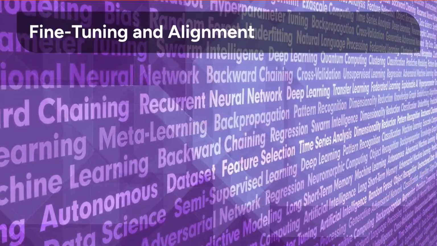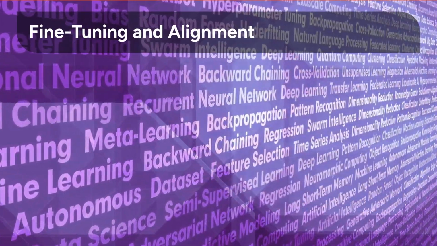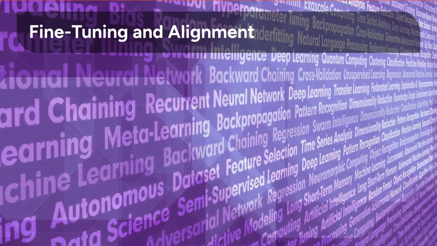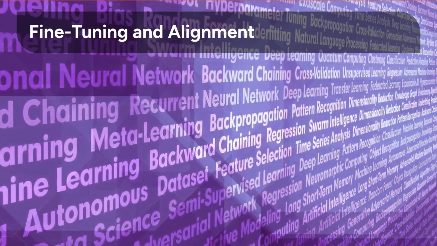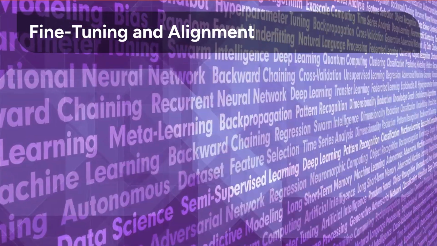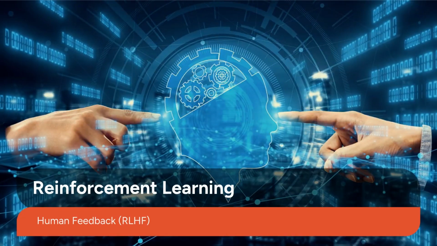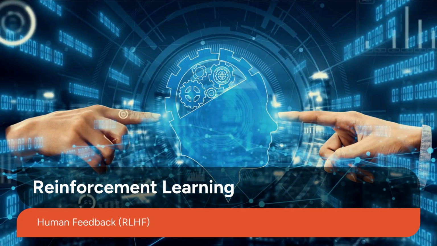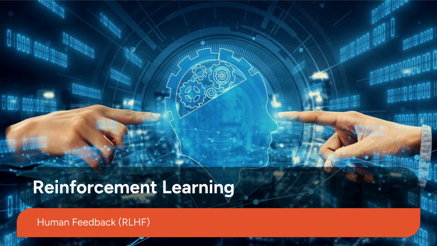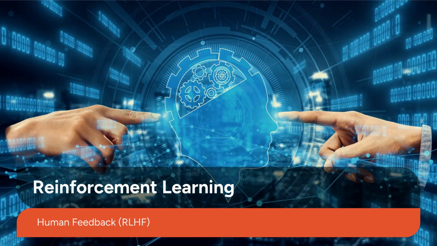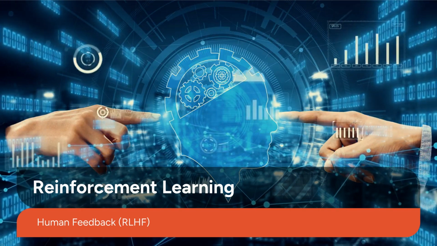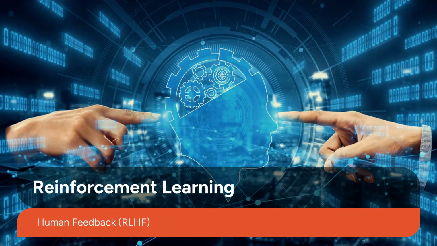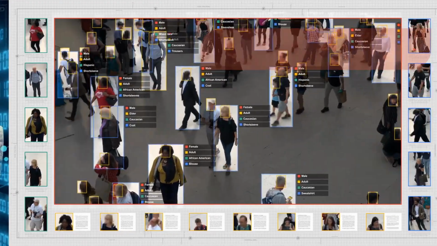After the initial pre-training, the model is not quite ready for public use. It needs a crucial second step: fine-tuning and alignment to behave safely and follow instructions effectively. This alignment is largely achieved through reinforcement learning from human feedback, or RLHF. Human trainers rank the model's responses, and this feedback teaches the model which outputs are preferred.